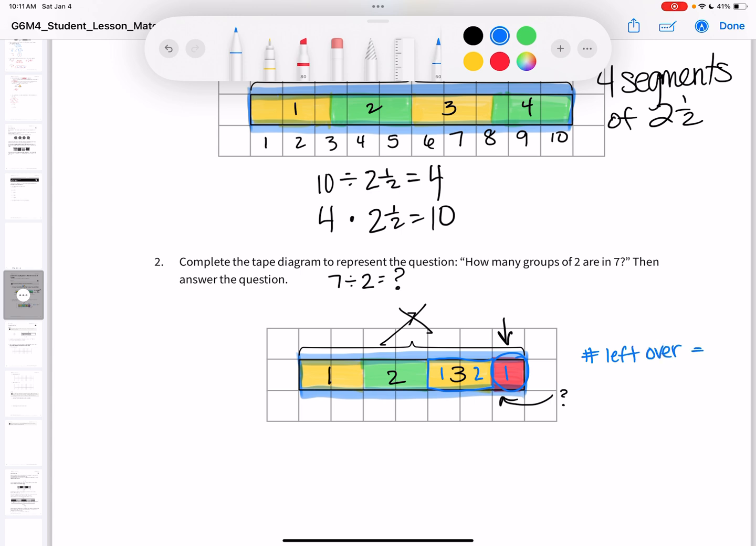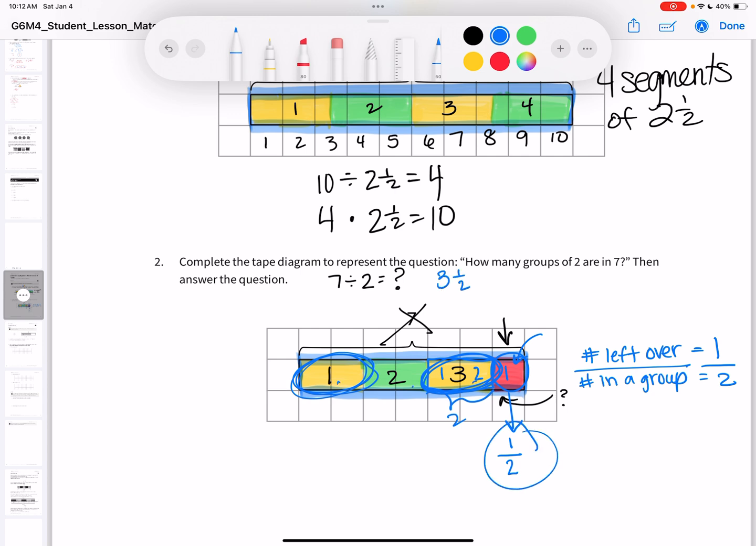So this red piece, we have to look at the number left over. So in this case, that's 1 over the number in a group. Well, how many pieces are in a group? There are two. There are two pieces. So this section right here is actually equal to 1/2 because it's 1/2 of the group. 1/2 of the group. Okay? So 7 divided by 2 is actually 1, 2, 3 and a half.